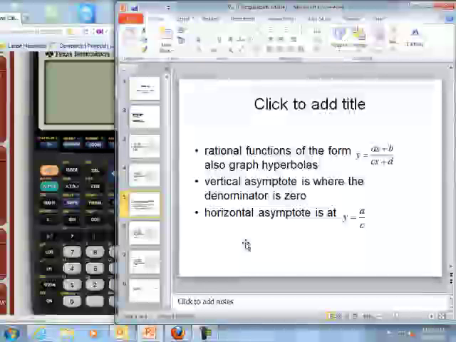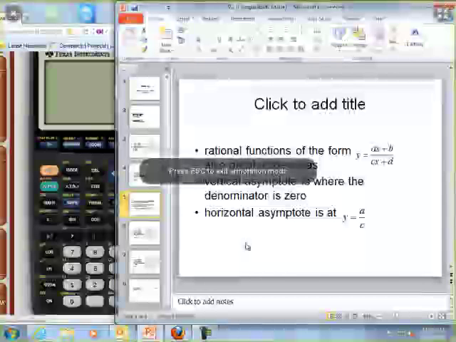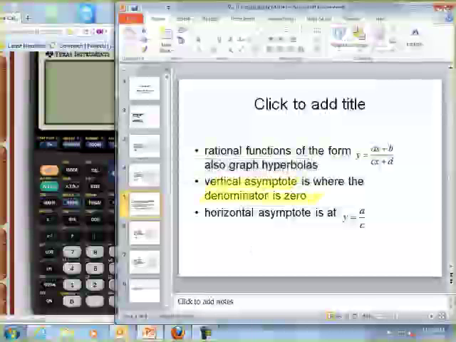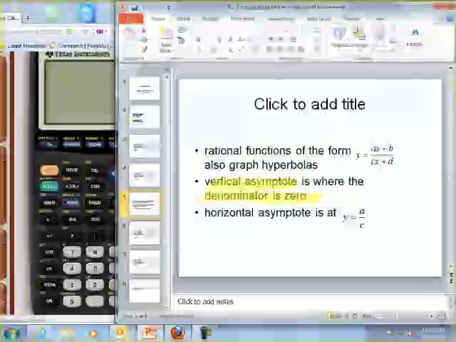When we have x on both top and bottom, our vertical asymptote is going to be where the denominator is equal to 0. That's the same thing that we were thinking about in the last one. What would cause us to divide by 0 is still going to be a problem. The horizontal asymptote is at the fraction of a divided by c, where a and c are the coefficients of x. So our horizontal asymptote, we're just going to grab those numbers that are in front of the x's and say that's going to be our horizontal. So we can't think about shifting here. We can just grab the coefficients.